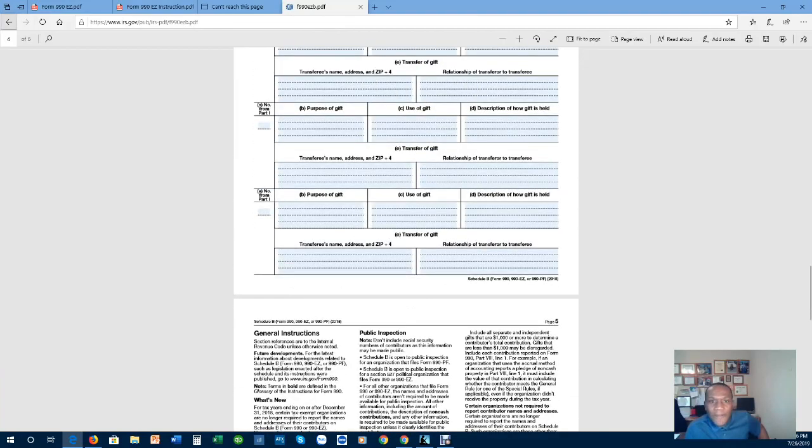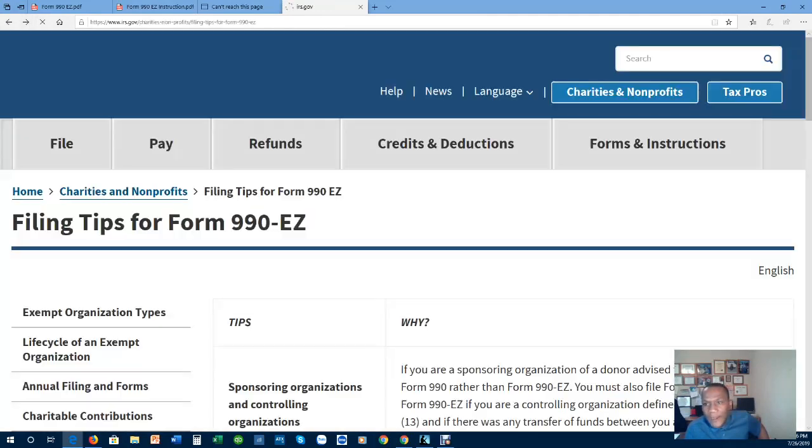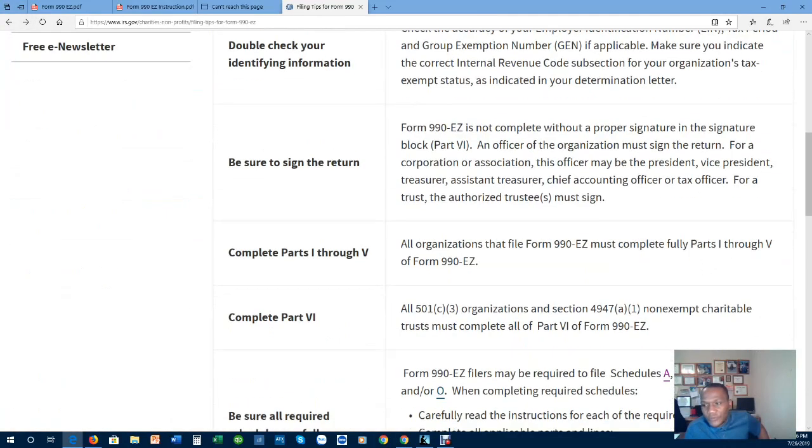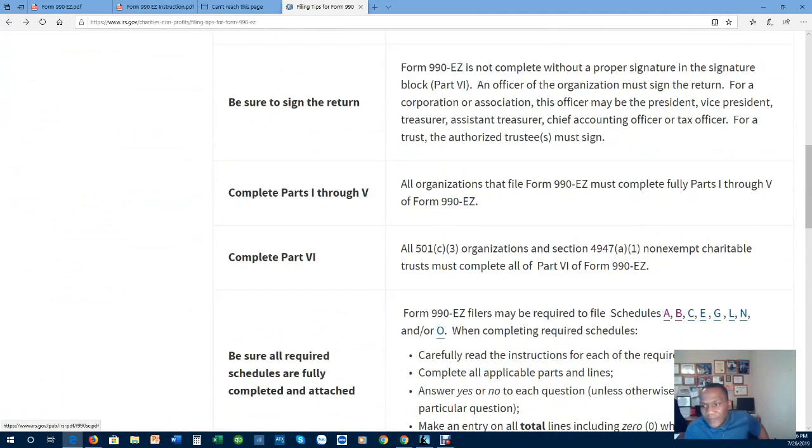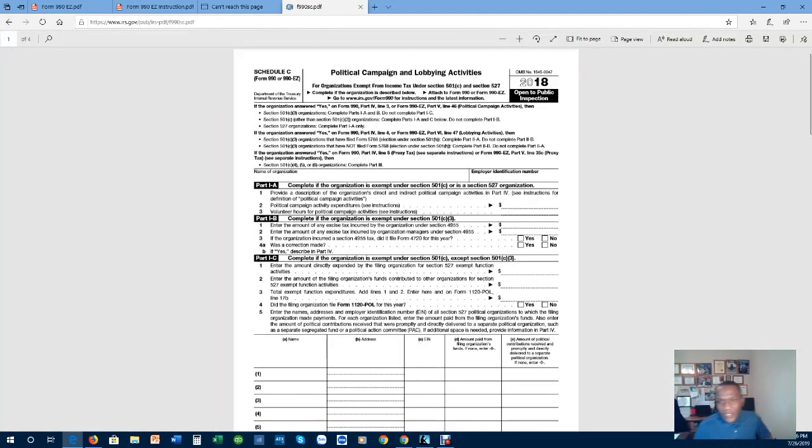Okay, so let's go back to Schedule C. Schedule C is political campaign and lobbying activities. That is for Schedule C, for organizations exempt from income tax under Section 501(c) and Section 527, who must complete this form. Okay, again, this form is straightforward.